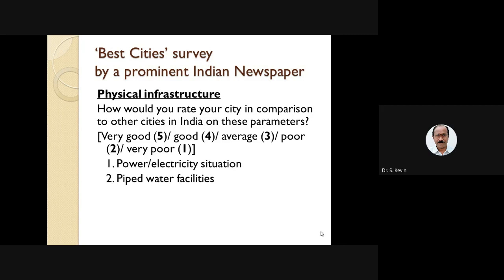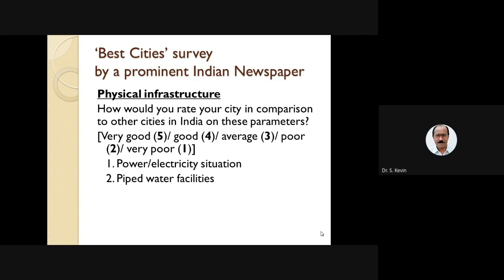Okay, one of you. Water facility. What have you given? Very good, sir. Okay, 5. So you are giving very good 5. So the answer is right. Now the problem here is, which is your city? Kannur. Okay, so your city is Kannur. Now you are supposed to compare it with other cities in India.